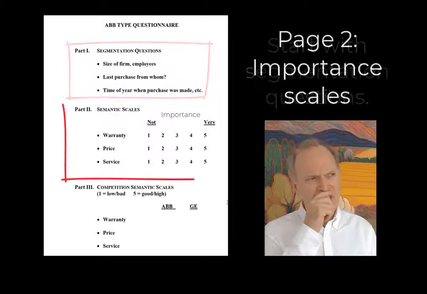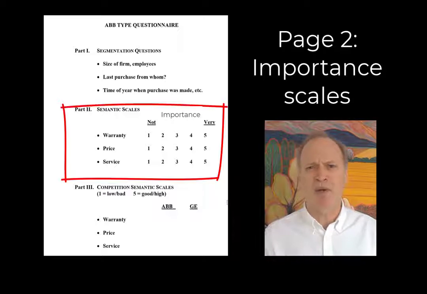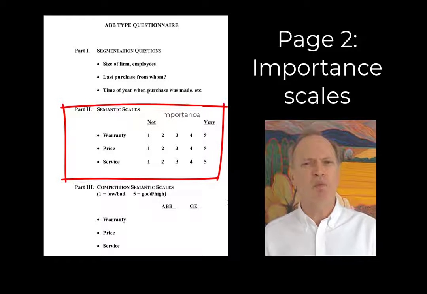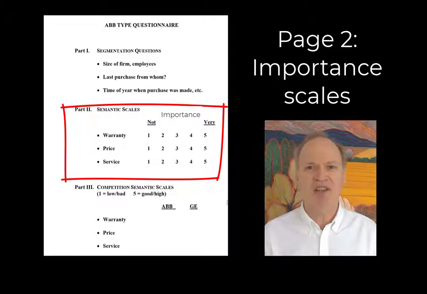Page 2. These are simple semantic scale questions. You get a focus group together of a bunch of electrical engineers, and you ask them, what makes one power transformer different from another power transformer? And they're going to brainstorm. They're going to say things like, I don't know, warranty, maybe price, service, reliability, efficiency. They're going to come up with maybe 20 things.